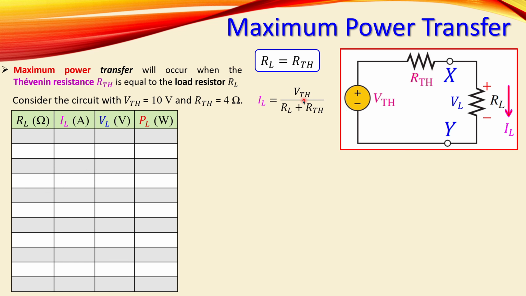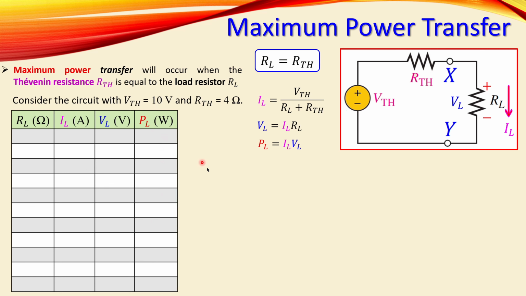We can say, okay, this current IL, which is flowing here in the series connection, is the total voltage divided by the total resistance. The voltage across the load is then calculated using Ohm's law, so IL times RL. And the power is then calculated using IL times VL. So these are the basic formulas we need. Then we can generate a table. So let's change the value of RL and see what's happening with the three values. Of course, we are interested in this last column, which is PL, the power of the load.